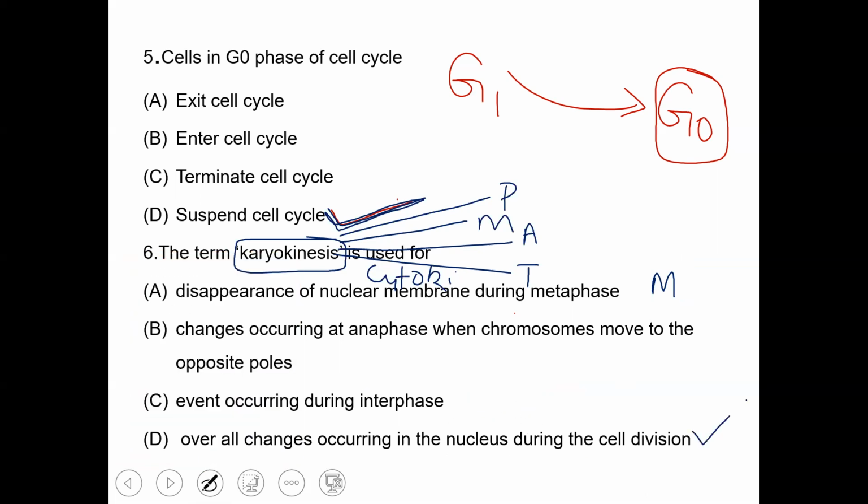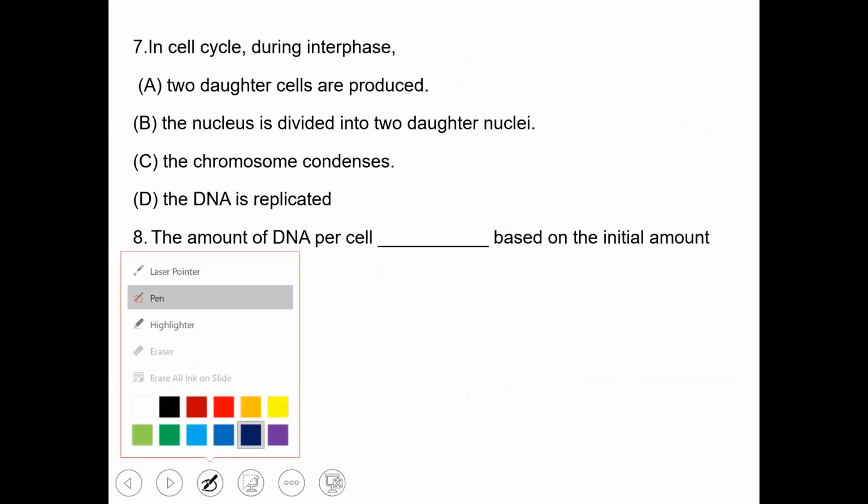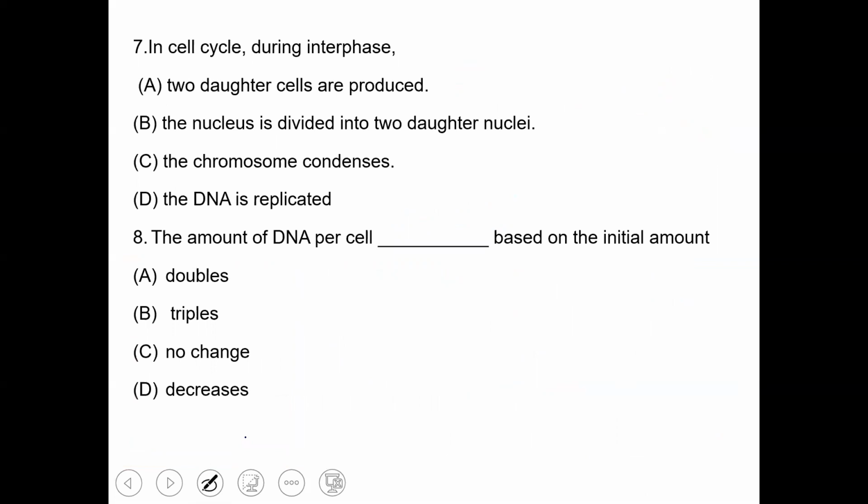Okay, it's option D. Next question. In the cell cycle during interphase, what exactly happens? So during interphase, two daughter cells are produced. We know that after the end of mitosis, the two daughter cells are going to be produced. Okay, so two daughter cells are produced.